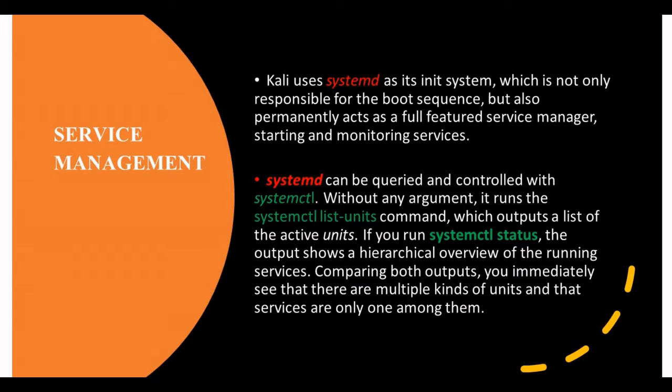Without any argument, it runs the systemctl list-units command, which I will show you later, which outputs a list of the active units. If you run systemctl status, the output shows a hierarchical overview of the running services. Comparing both outputs, you immediately see that there are multiple kinds of units and that services are only one among them. Okay, let's go to the Kali machine.